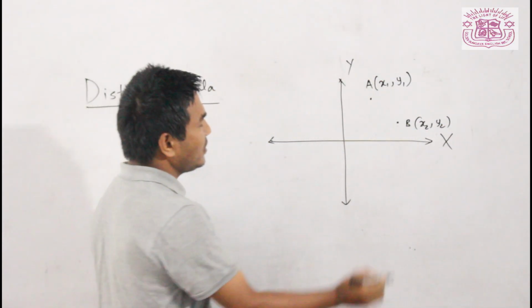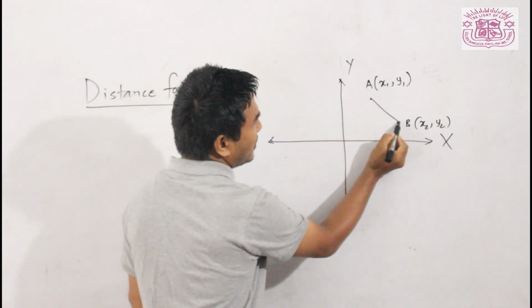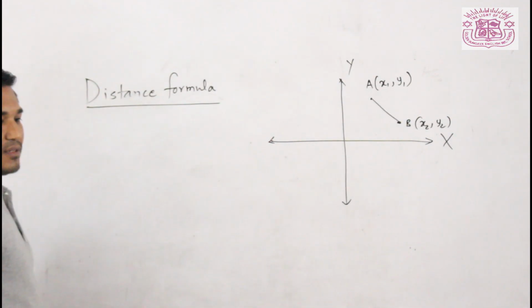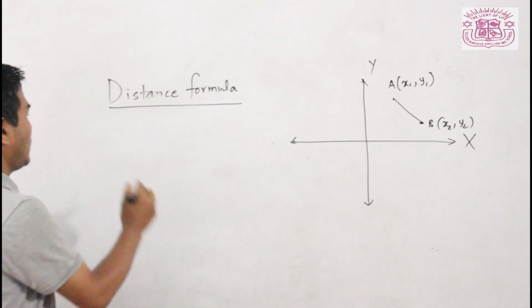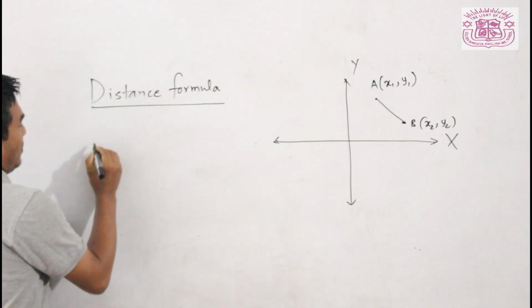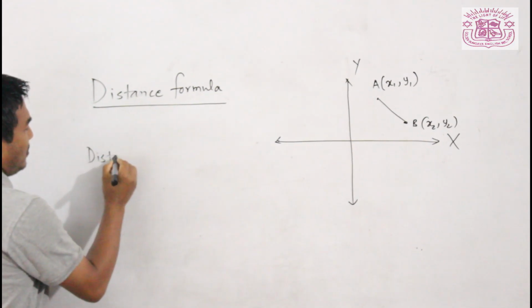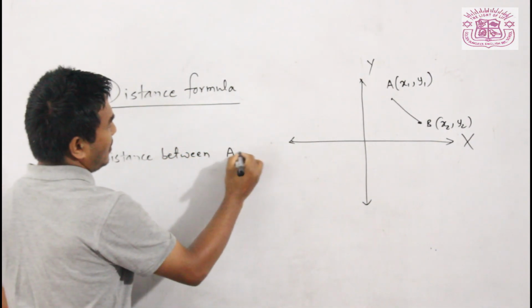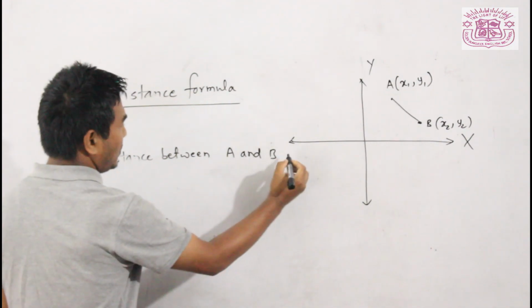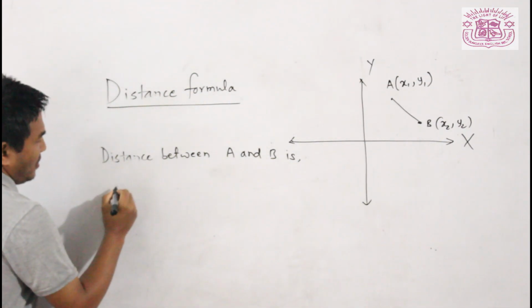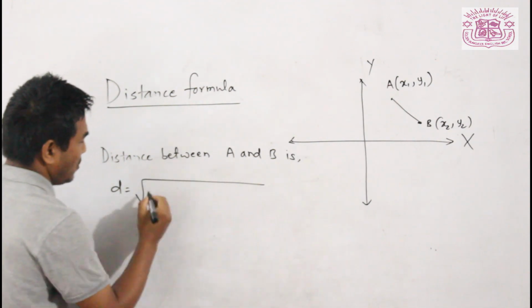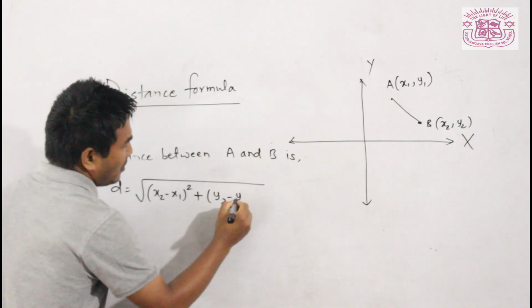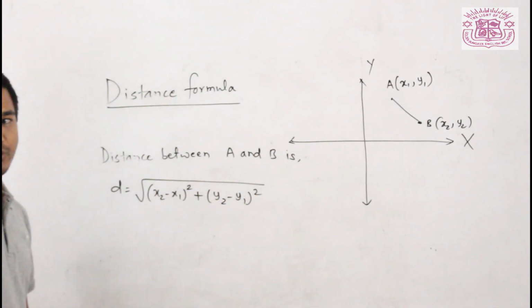Now we have to find out the distance between these two points a and b. So we can find the distance between the two points a and b by using the formula: the distance between a and b is d equals root under x2 minus x1 whole square plus y2 minus y1 whole square.